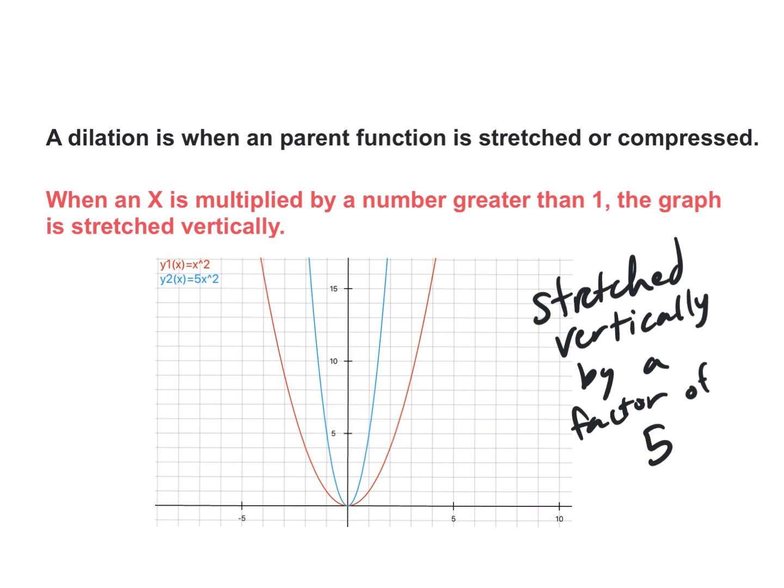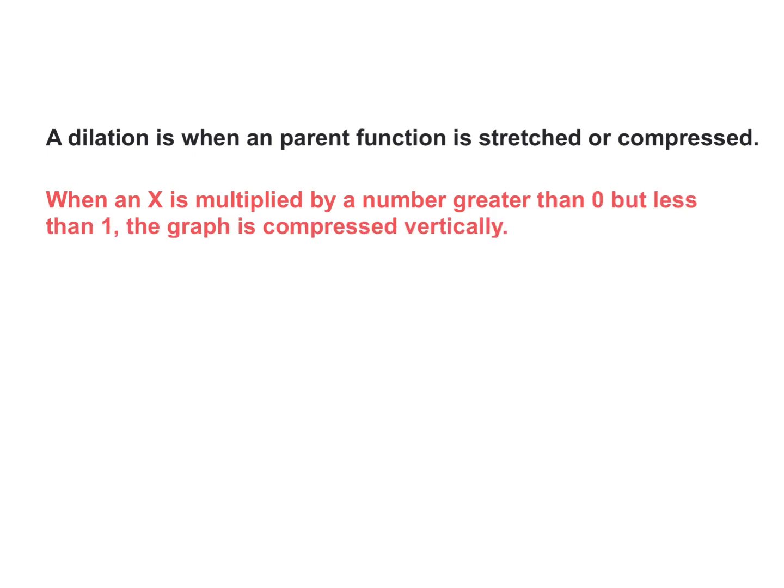Now, let's talk about a vertical compression. When I would take this parent function and smush it down, okay? Here's how that happens. That happens when you multiply by a number greater than 0 but less than 1. Well, that's what we would just call a normal fraction. If it's being multiplied by a normal fraction, and I say normal because we have improper fractions, right?